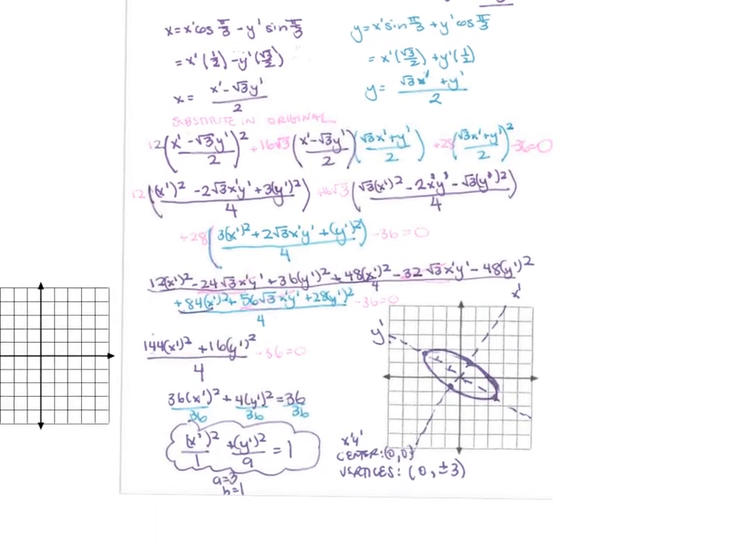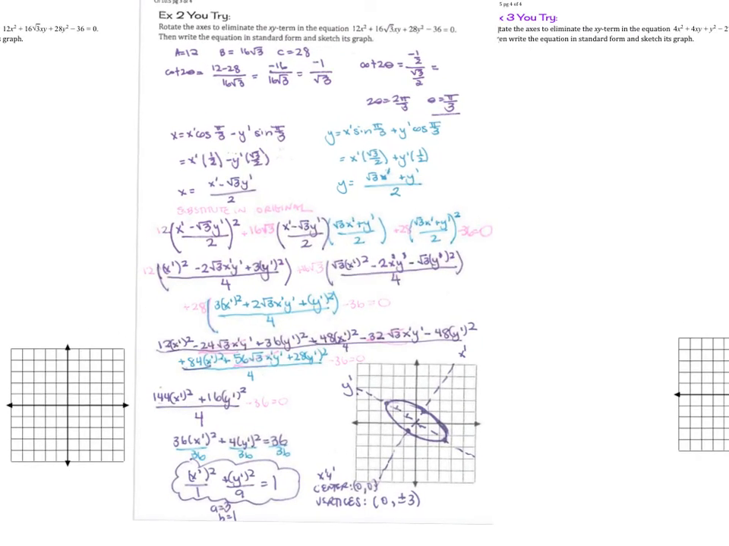And so at the end, you would have gotten x prime squared over 1 plus y prime squared over 9 equals 1. So because the a value, or the largest value, is over here underneath the y squared, then you know that the vertices are along the y-axis. And so notice that the vertex is at 0, plus or minus 3 on our rotated y-axis.